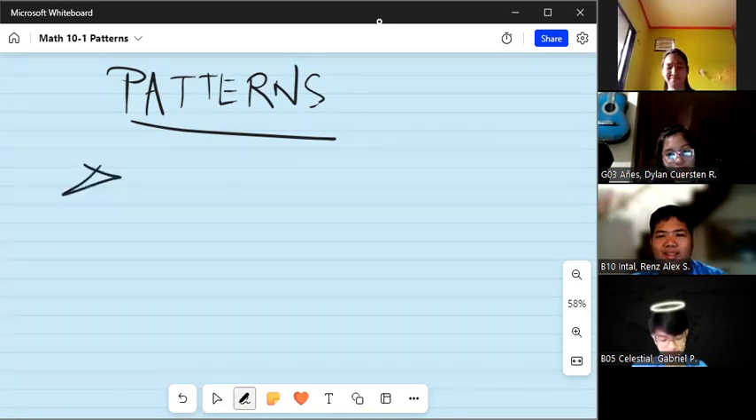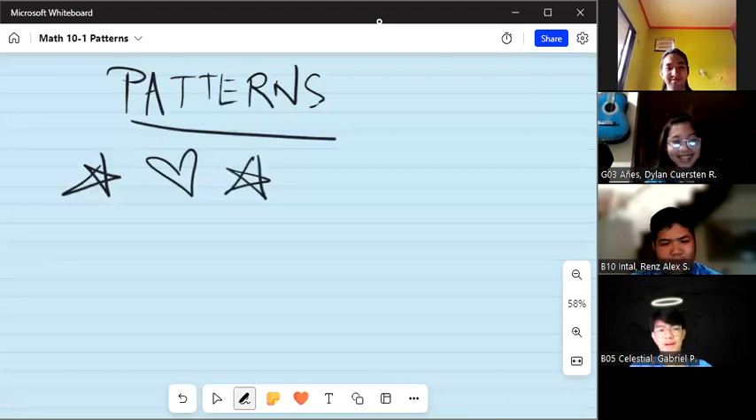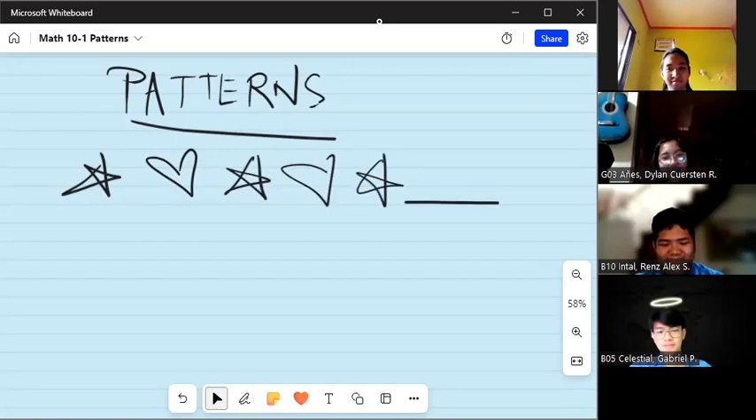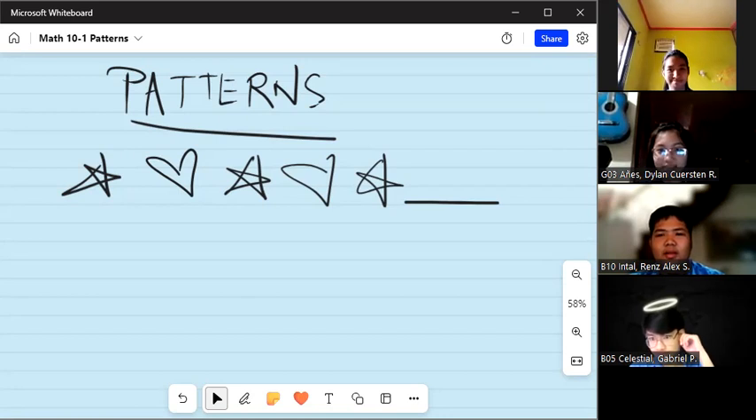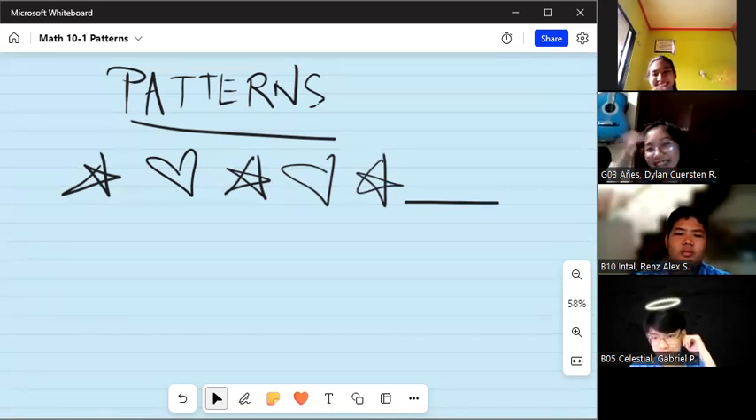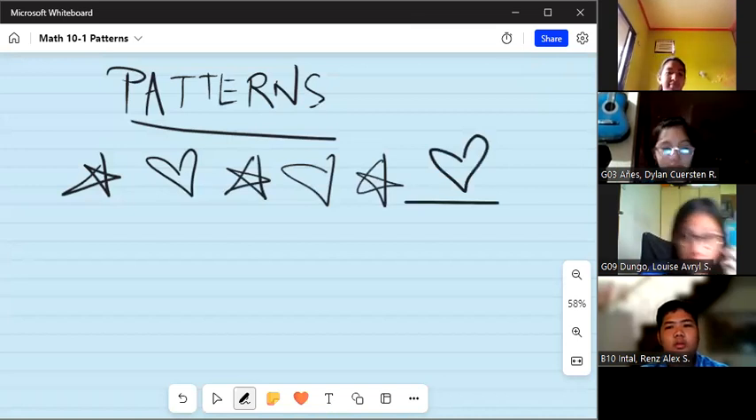If I have a star followed by a heart, star, heart, star, what do you think is the next? Show it through the reactions. Let me see. What do you think will be the next answer to this pattern? Very good. These children are so good. You showed me a heart sign. That's correct. The next one here will be a heart sign. That's correct. So let's have another.